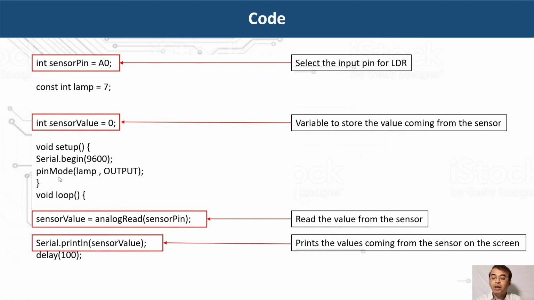And then I have used one pinMode function where I set up the lamp pin, that is your LED anode pin, which is the output pin.